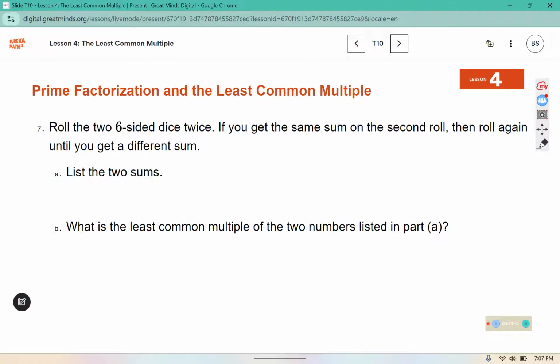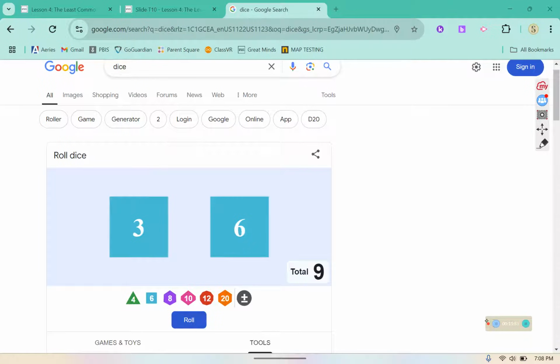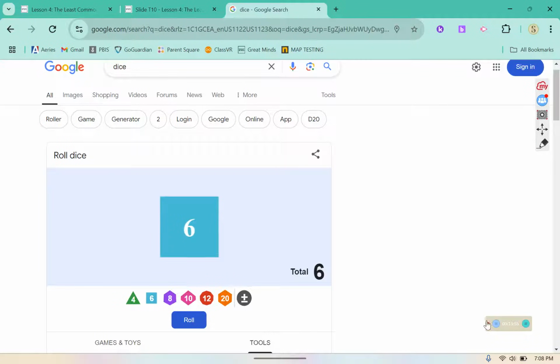We are now going to roll 2 6-sided dice twice. So we're going to do it twice and add them up and then do it again. If you get the same sum on the second roll, then roll again until you get a different sum. So we're going to roll 4 times total, adding the first 2 and the second 2 to get 2 different sums. All right, so we are rolling a 6-sided dice.